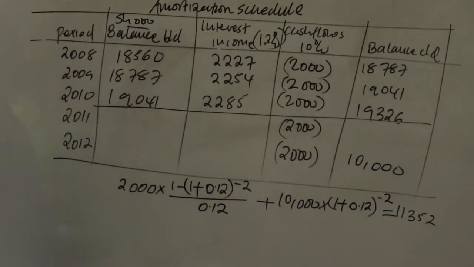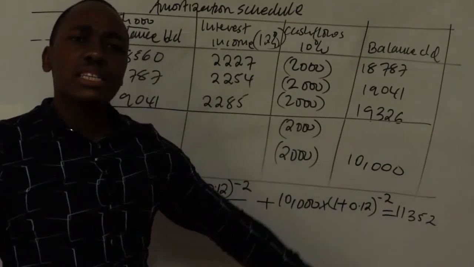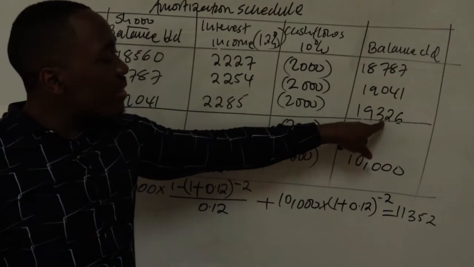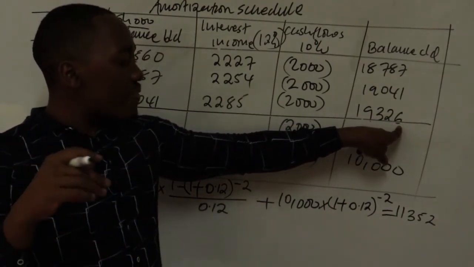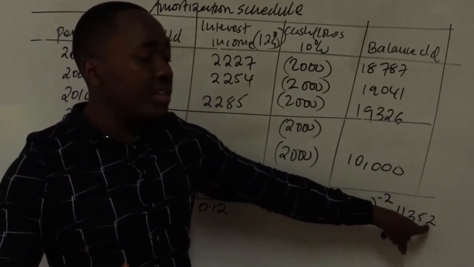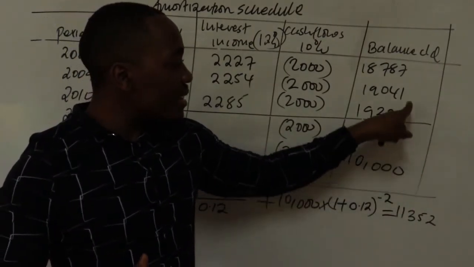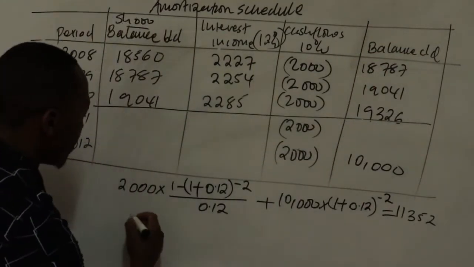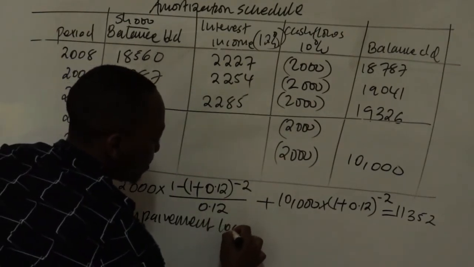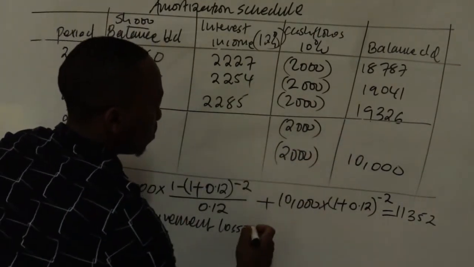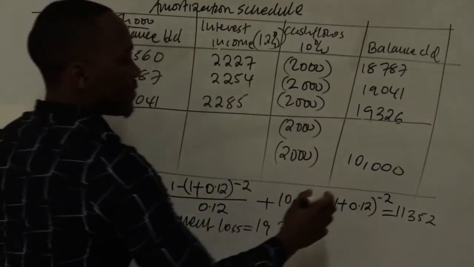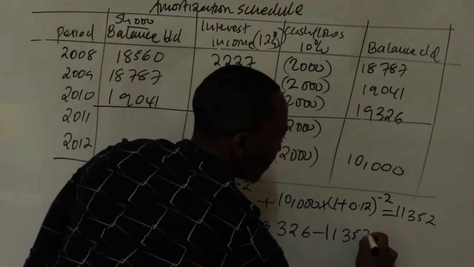11,352. So has it impaired? Now let's look at this. The closing balance was 19,326. But after we have taken into consideration the amount we expect to receive, it has gone down to 11,352. So you can see there is a reduction. That reduction is what we call impairment. The balance was supposed to be 19,326, but the current value after adjustment is 11,352.